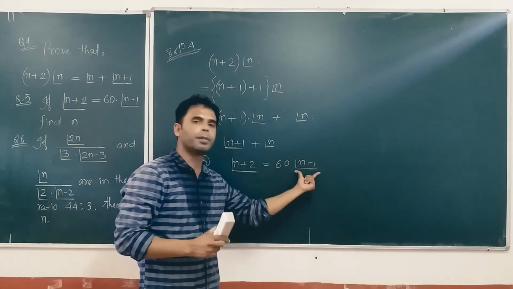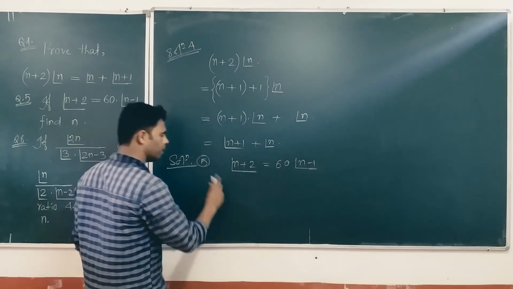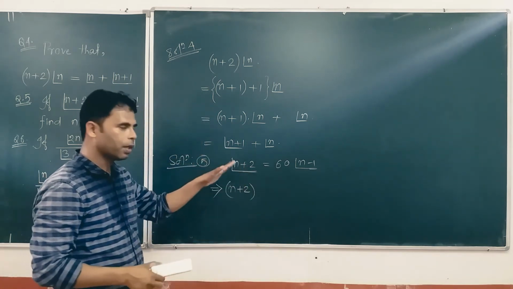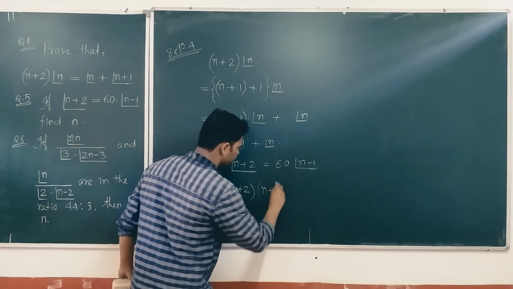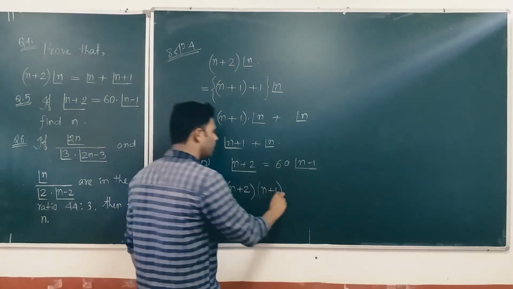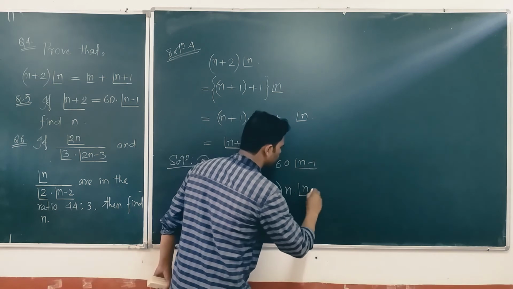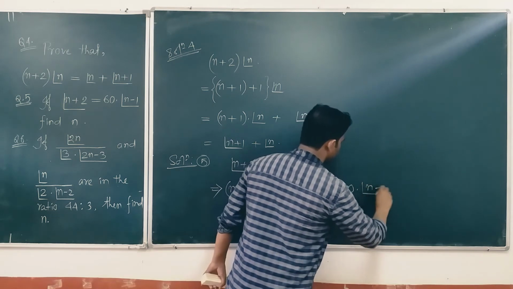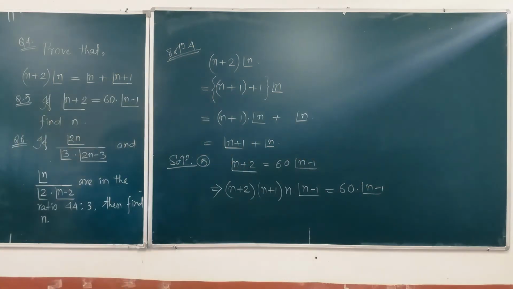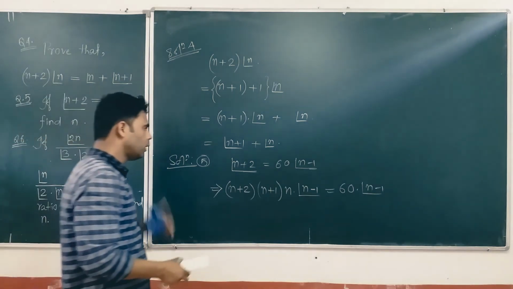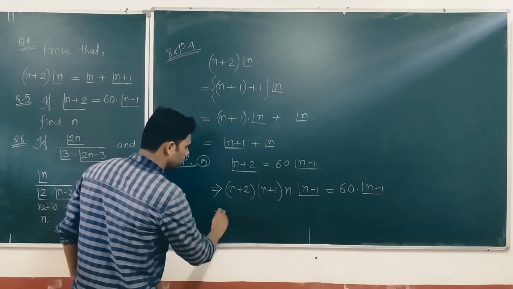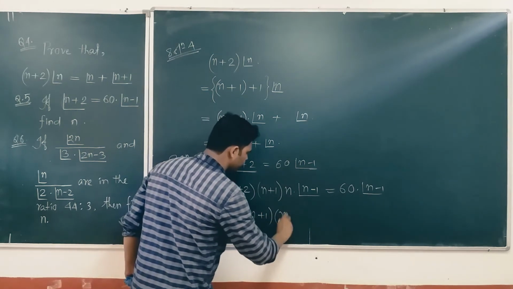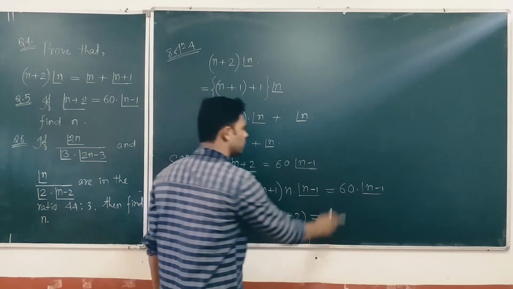This can be done very easily. Take n plus 2 outside, then the inner number will be factorial n plus 1. Again take n plus 1 outside, inner number will be factorial n. Again take n outside, inner number will be factorial n minus 1. And on the right hand side, it is simply 60 into factorial of n minus 1. So you can cancel this term and this term. It implies n into n plus 1 into n plus 2 is equal to 60.